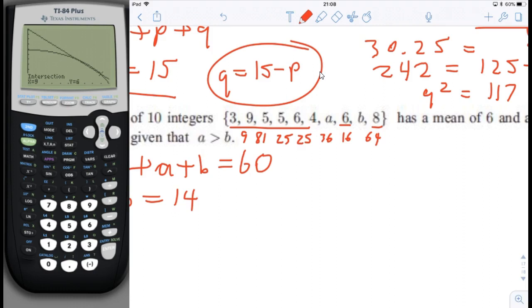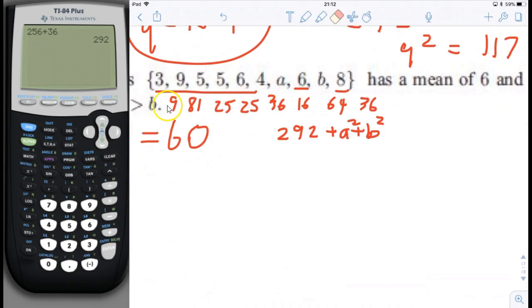Oops, and I missed a 6 there, didn't I? 36. 9, 81, 25, 25, 36, 16, 64, and 36. Okay. I'm going to add all those up with the calculator.